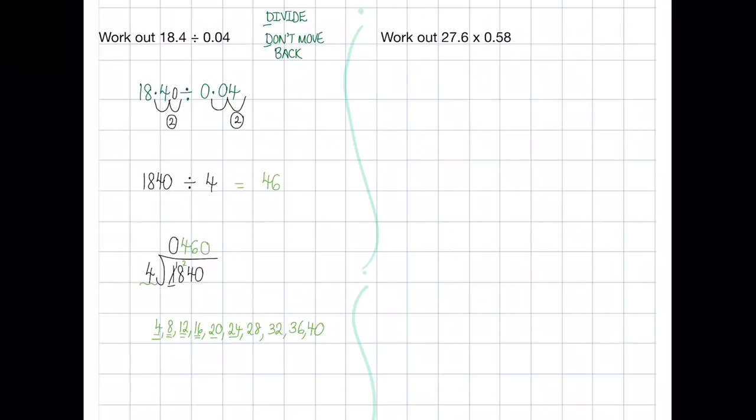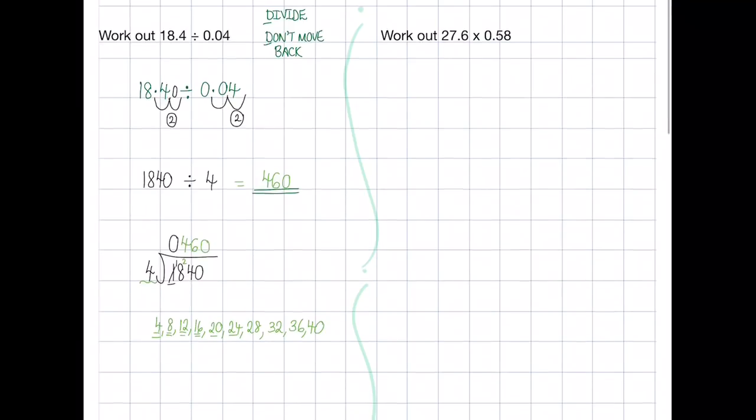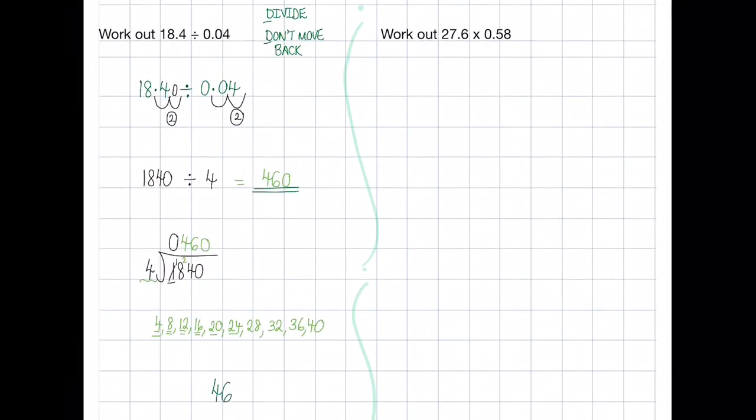Now if you remember the dark green thing, I said divide, don't move back. We moved the decimal place out to turn them into integers, and it had to be the same number of movements, but we don't move it back because we moved it the same number of decimal places to begin with. So actually my answer to 18.4 divided by 0.04 is 460. So I'll just write that underneath here as well.